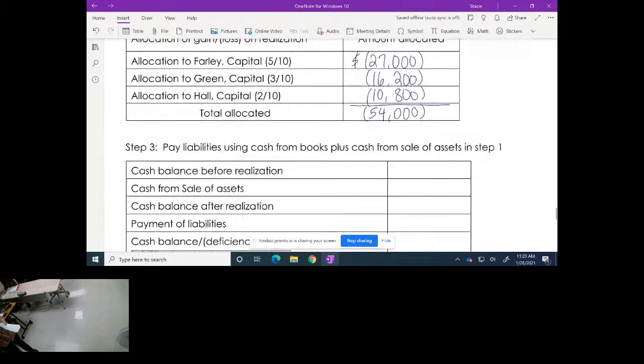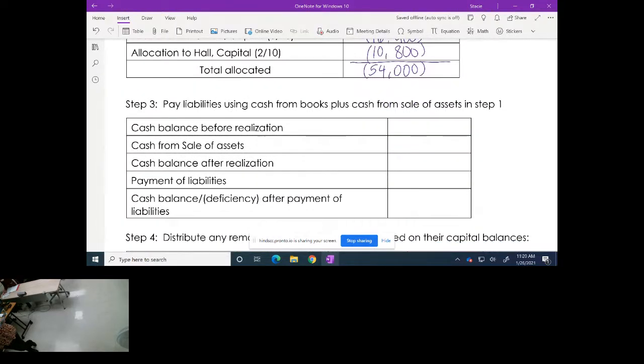Now, the next step in the process is to pay the liabilities using cash from the books plus cash received from the sale. So how much cash did they have before they started? 11,000. What was it? 11? Okay. 11,000. I thought I heard 20. I was like, but these examples are so close together. All right, how much did they get when they sold the assets? 10,000. All right, so how much cash do they have now?